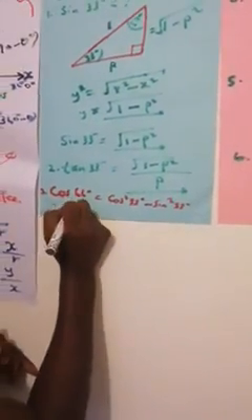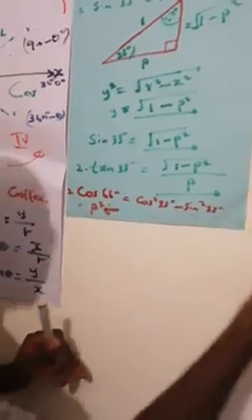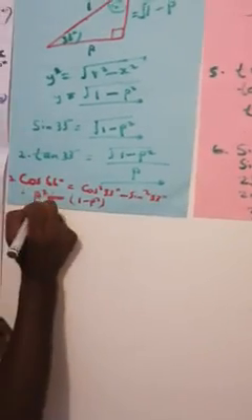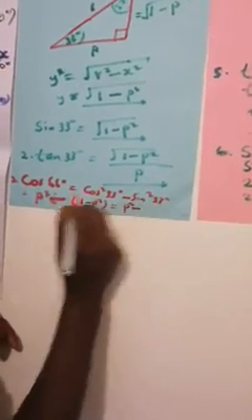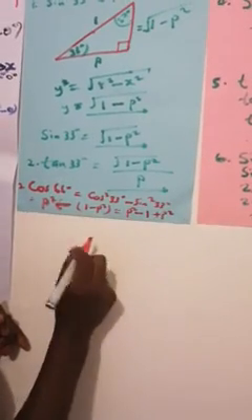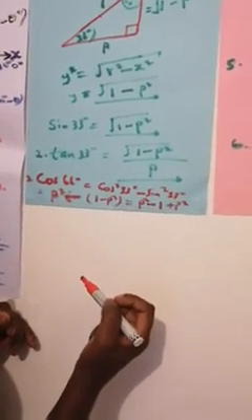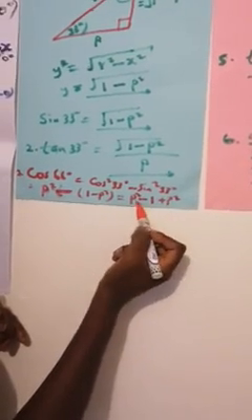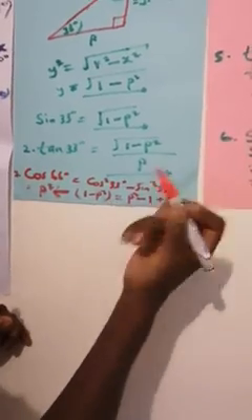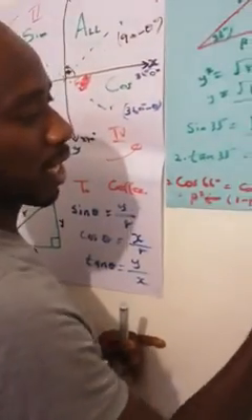It will be p squared minus sine squared 33, which is 1 minus p squared. Then p squared minus 1 minus p squared, negative times 1 is negative 1 plus p squared, and then p squared plus p squared, the answer will be 2p squared minus 1. That's the answer. P squared plus p squared is 2p squared, then minus 1. That's the answer.